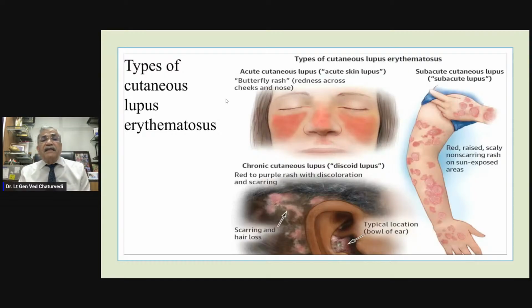So basically, any type of skin lesion can be present, which can be acute, subacute, or chronic. Acute is what we all know about. Subacute is basically a subacute cutaneous lupus, which is a red, raised, scaly, non-scarring rash, while chronic is a scarring alopecia or scarring purple rash with discoloration and scarring. So just remember there are skin rashes which can be acute, subacute, or chronic.